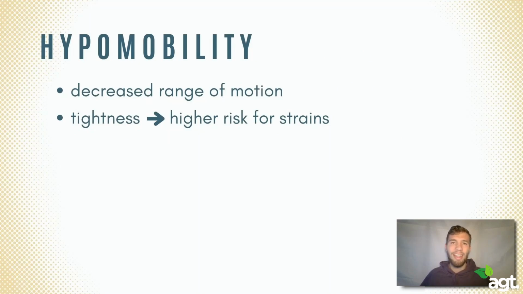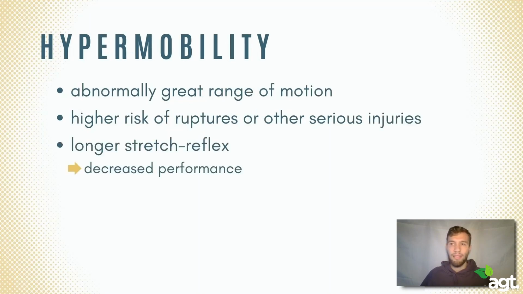Hypomobility is the lack of mobility in a certain joint, so there's a decreased range of motion. In the respective muscle that's hypomobile, you usually feel like a tightness, and therefore you're at a higher risk for strains especially. Hypermobility, on the other side, describes an abnormally great range of motion, and I will tell you why this is probably even worse than hypomobility.